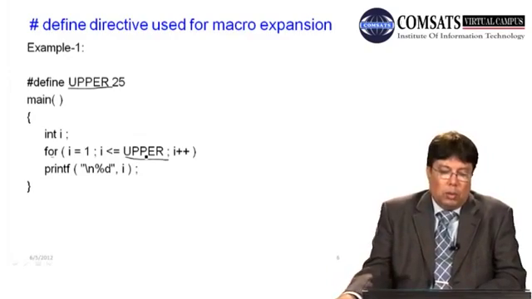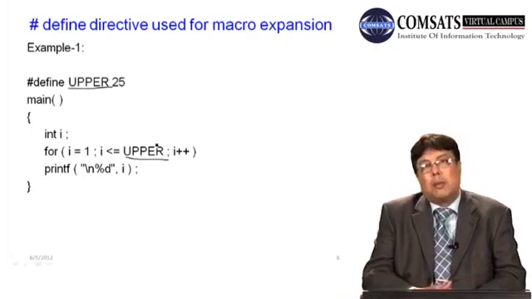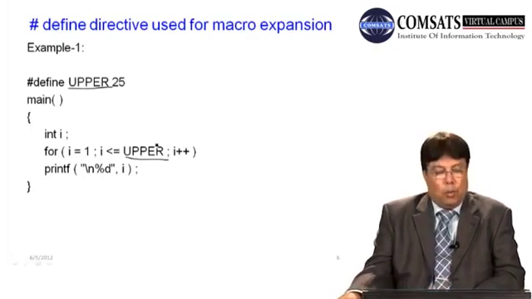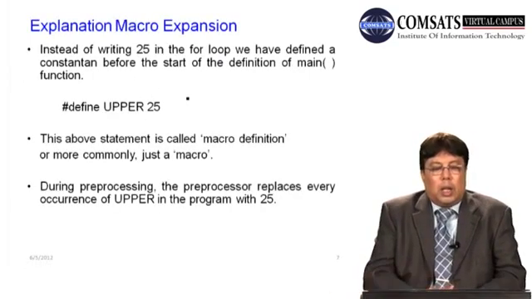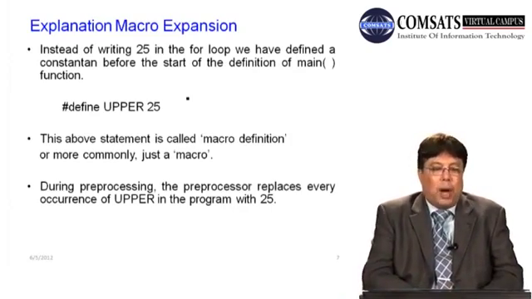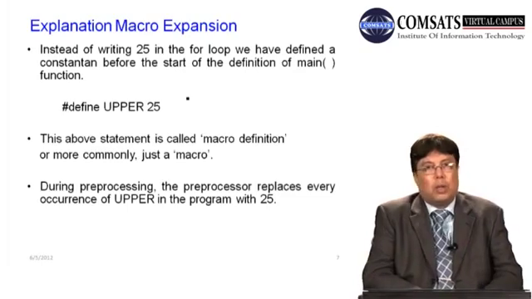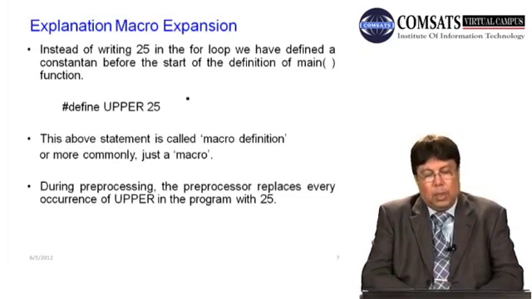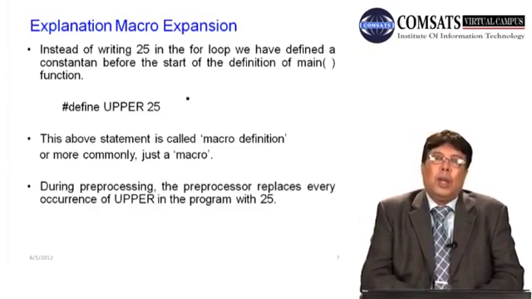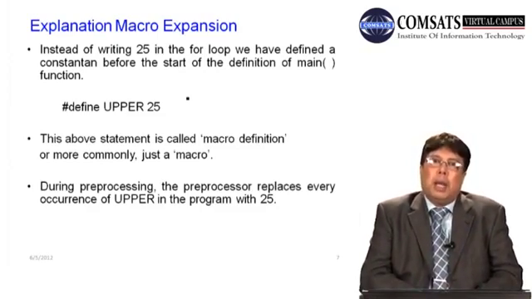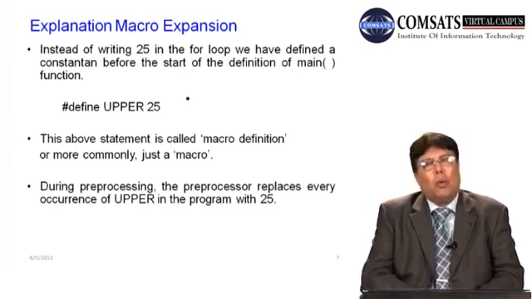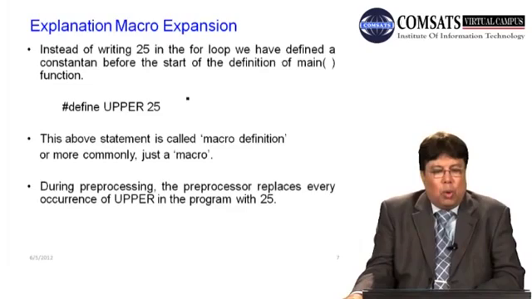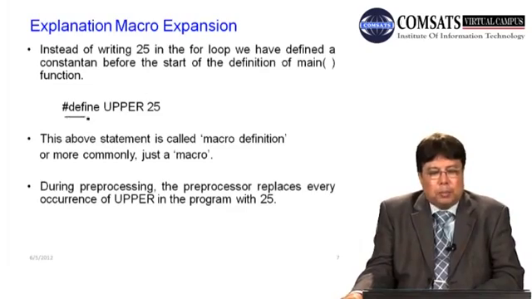Okay, so what is the advantage? I should have used 25 here, but there must be some advantages that we will discuss in a few minutes, that is why I have defined this upper here. Instead of writing 25 in the loop, we have defined a constant before the start of the definition of the main function. As I said, we can define it in the beginning. We can define it anywhere before we want to use it. So in the beginning we have used the command define upper 25.